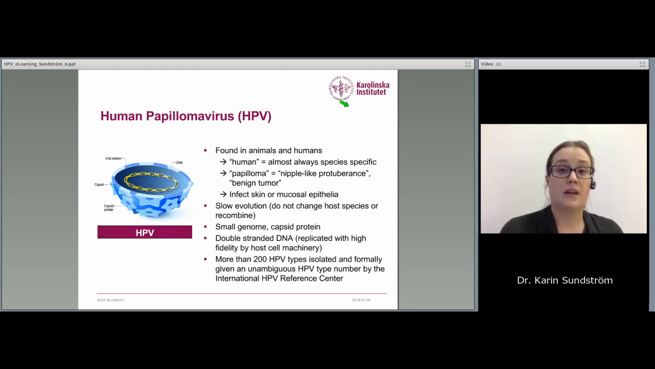Please note that HPVs have a slow evolution. They do not change host species or recombine. The genome is rather small, as we will see, and is enveloped by a capsid protein. The DNA is double-stranded, and this means it's replicated with high fidelity by the host cell machinery. There are more than 200 HPV types isolated so far, and this is done by different research groups around the world, and then they are sent and tested also by the International HPV Reference Center, which assigns a new number when appropriate.